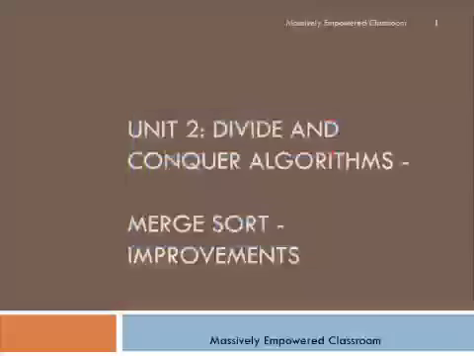Hello. This is the continuation of the lesson on merge sort. We are going to look at a couple of improvements to the merge sort algorithm in this lesson.